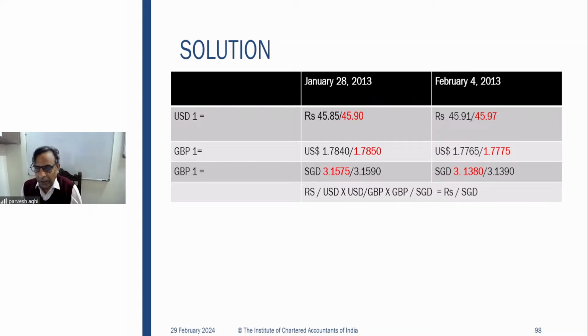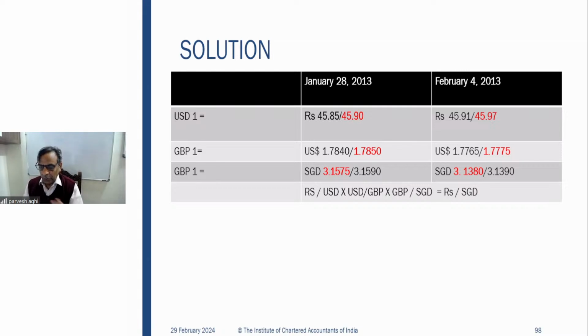Then he goes and buys pound, and sells his dollars, what he got in the first transaction. So he's going to sell his dollars and buy pound. So he buys pounds, so we have to look at the ask rate. That's why they are marked in red. Once he has got pounds with him, he's now going to buy Singapore dollar by selling his pounds. The third quote is actually the quote for buying one pound.